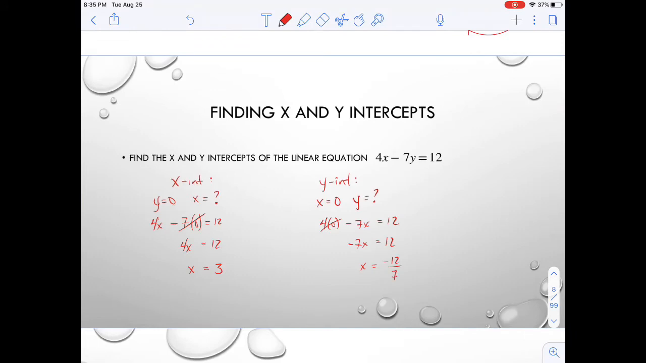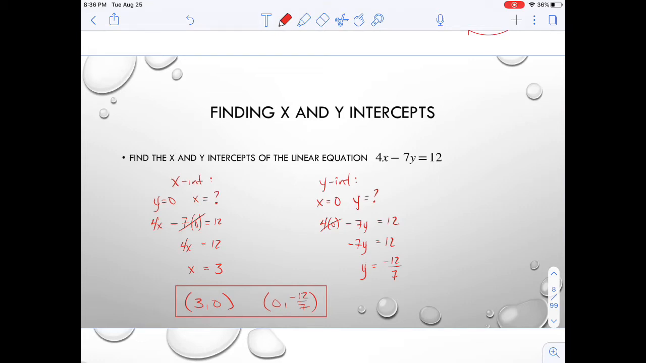Two things that I want to point out here. I'm not done. My x and y intercepts are going to be points in the plane, so I need to make sure that I write these in the form of a point. So this is going to be the point (3, 0) for my x-intercept, and my y-intercept is going to be the point (0, -12/7). Okay, it seems like a really picky thing, but I realized that I wrote that as x instead of y. This should be y equals negative 12 sevenths.